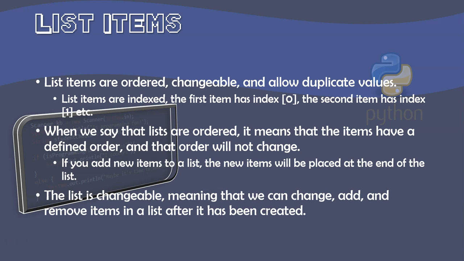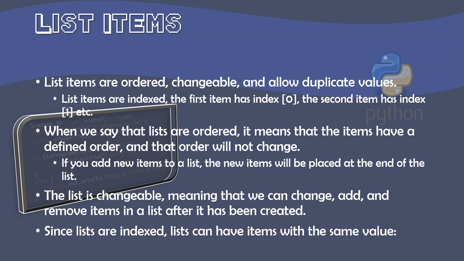Now, the list is changeable, which is the ability to change, add, or remove items from the list after it's been created. So this is the key thing here. After the list has been created, we have the ability to go and modify those things. And since the lists are indexed, 0, 1, 2, 3, to whatever, the list can have items with those corresponding values.